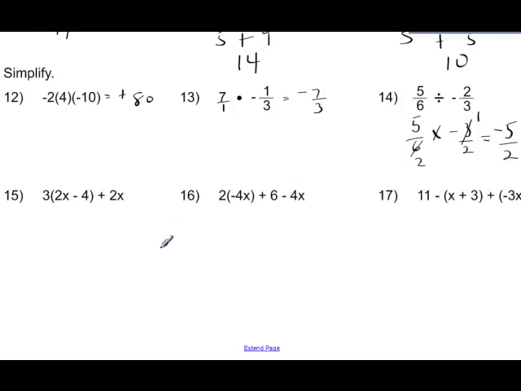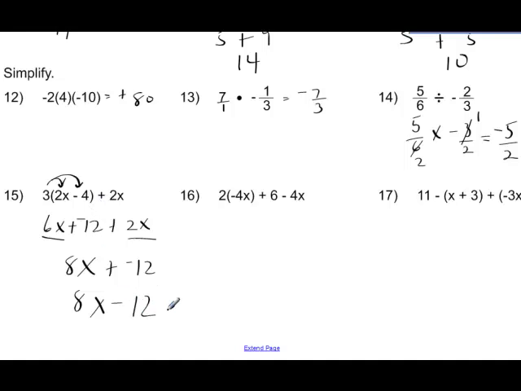Okay, number 15. Well, we have to do distributive property first. So outside times everything in the inside. So I have 6x minus 12 plus 2x. Okay, you can go ahead and do your same change switch if you want. Then I'm going to combine like terms. So I have 6x and 2x is 8x. And then I have my plus negative 12. So another way to write that, if you didn't do your same change switch up here, would have been 8x minus 12.